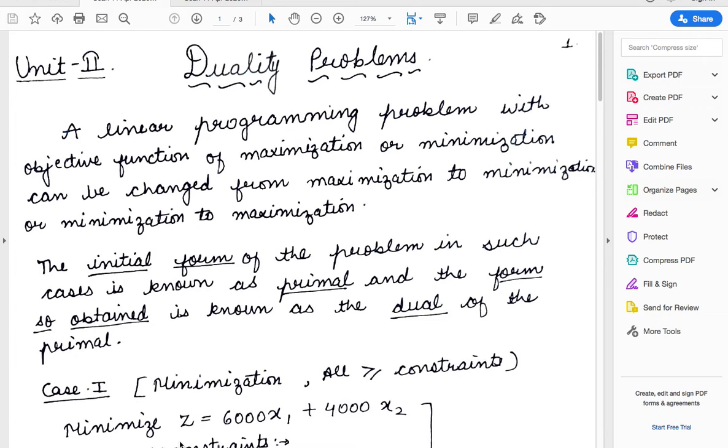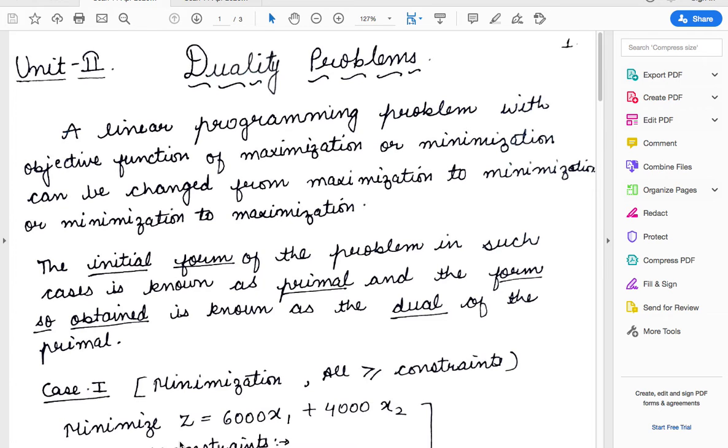A linear programming problem with an objective function of maximization or minimization can be changed from maximization to minimization or from minimization to maximization. So what basically we are doing in duality problems is, we are given a linear programming problem and we are converting it into another one. How? If the problem is given with the objective of maximization, we will convert it into minimization, and if the problem is given with a minimization objective, we will convert it into a maximization objective.